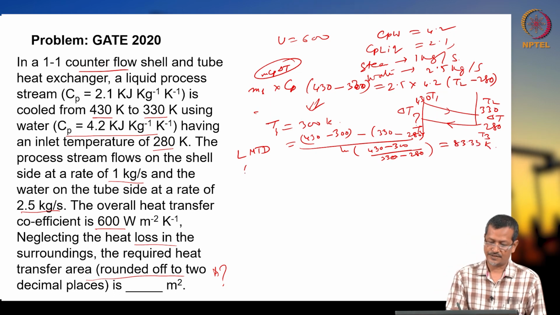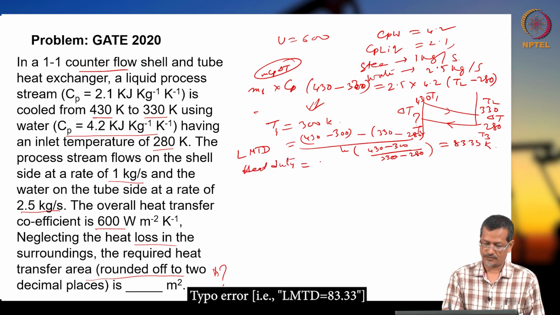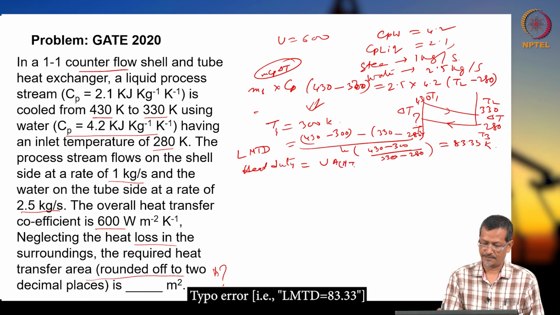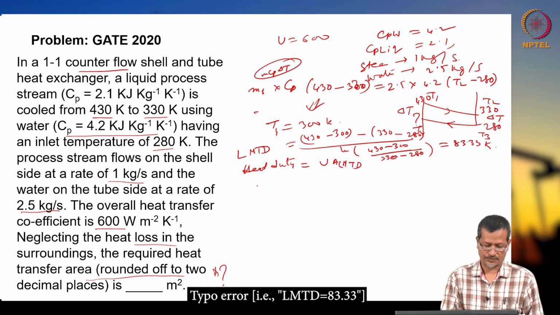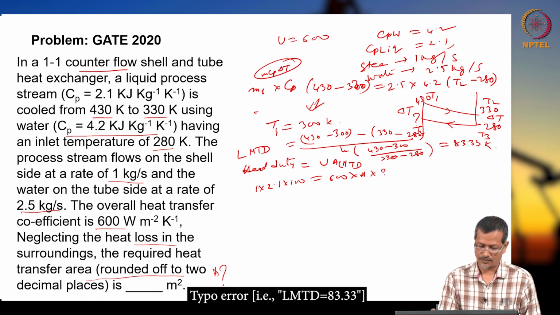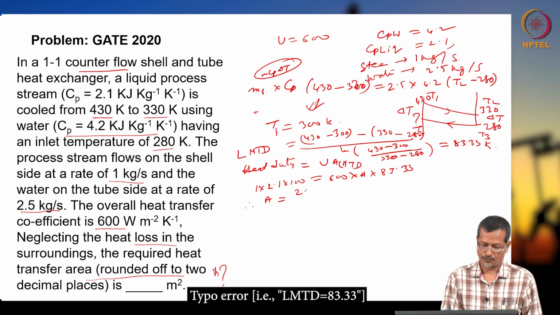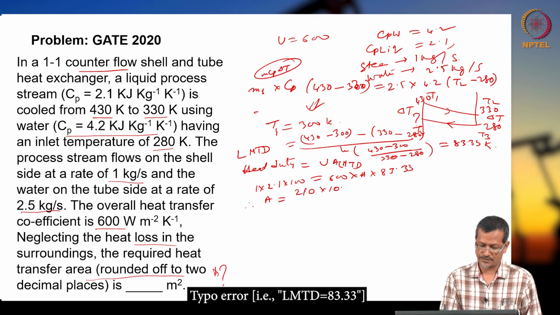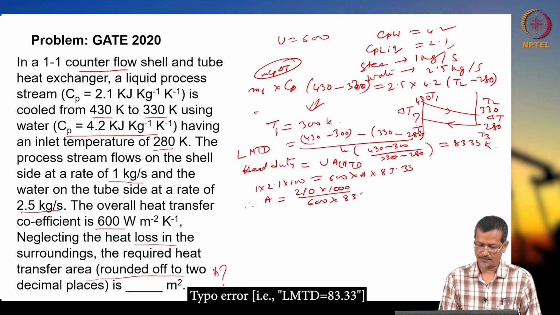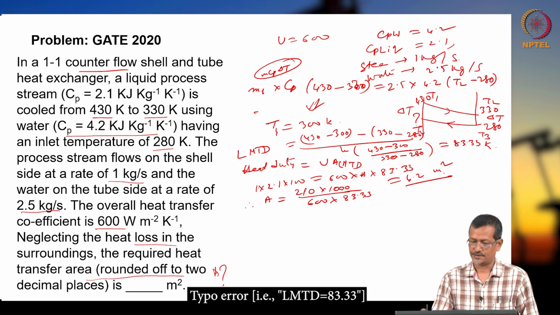So heat duty equals UA LMTD. So 1 into 2.1 into 100 equals 600 into A into 83.33. Therefore, A equals 210 into 1000 divided by 600 into 83.33. So it is giving 4.2 meter square. Okay, this is the solution.